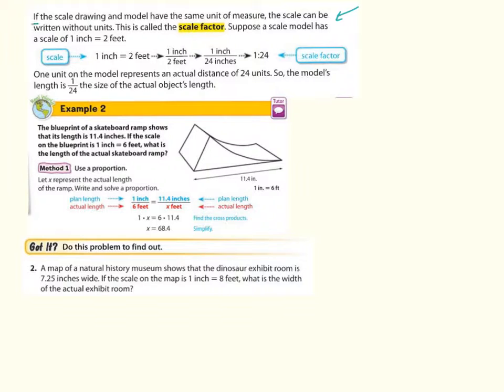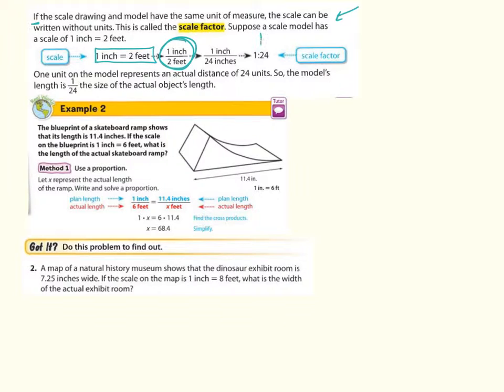If the scale, drawing, and model have the same unit of measure, the scale can be written without units. This is called scale factor. Okay, so if we have 1 inch equals 2 feet, look at how they are representing the scale factor as its first fraction. Then we can determine the other units.